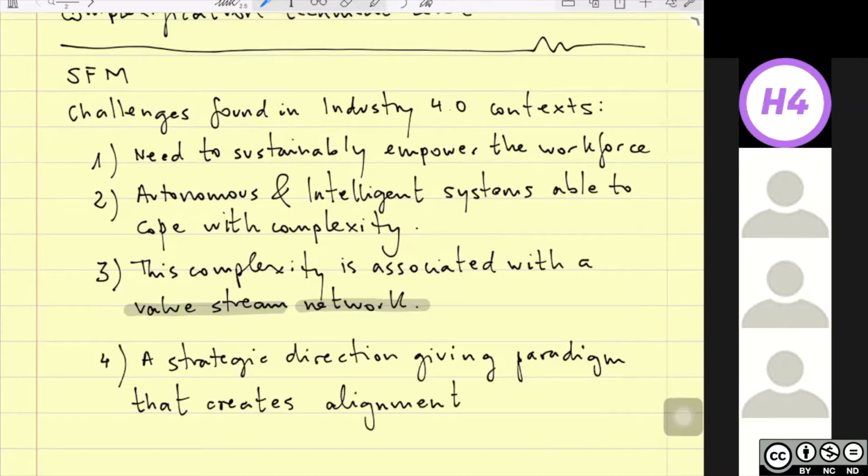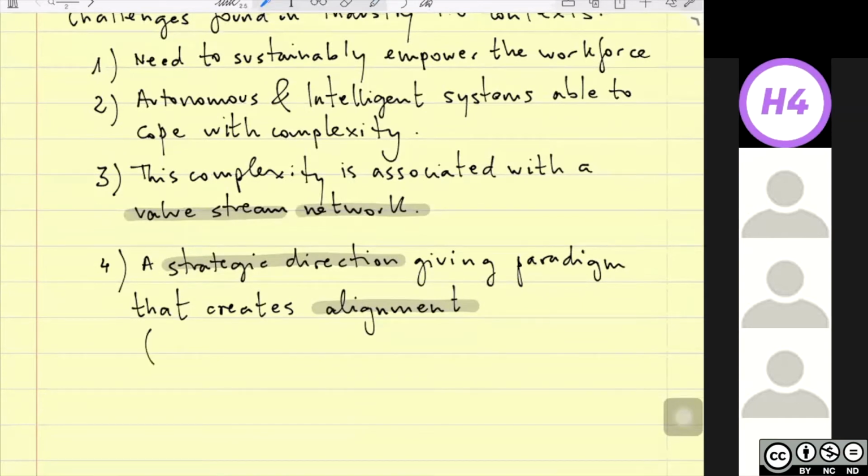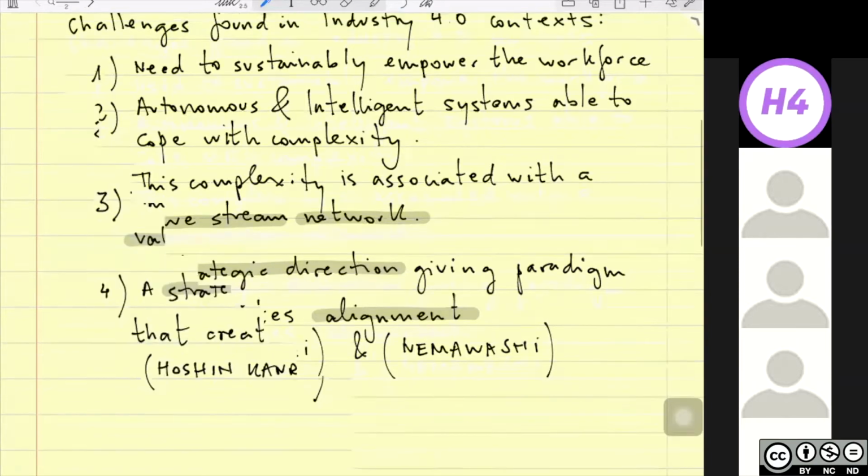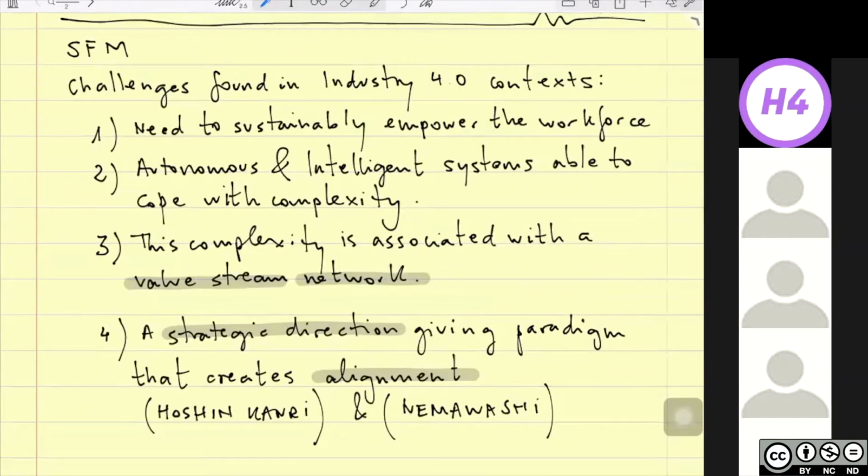From previous, here there are several concepts that are important: alignment and strategic direction. Here, two comments: you might want to be looking at previous semesters on Hoshin Kanri and the concept of Nemawashi, which we have treated in the previous semester. Okay, so those are the challenges found in Industry 4.0 contexts, and those are backed up by some references I have given you in the paper. Any questions?